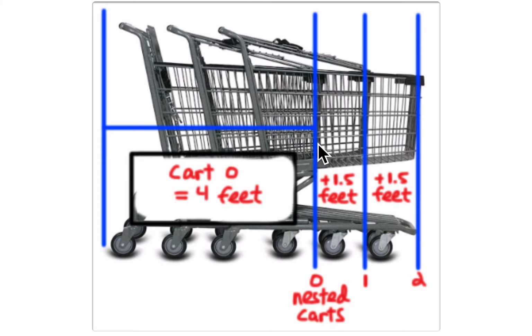So you add 1 nested cart. So this is 1 nested cart to this point right here. So 2 total carts, but 1 nested cart. And this is 2 nested carts. So again, the number of total carts is 3. The number of nested carts is 2. That's going to make a difference as we go through the problem.